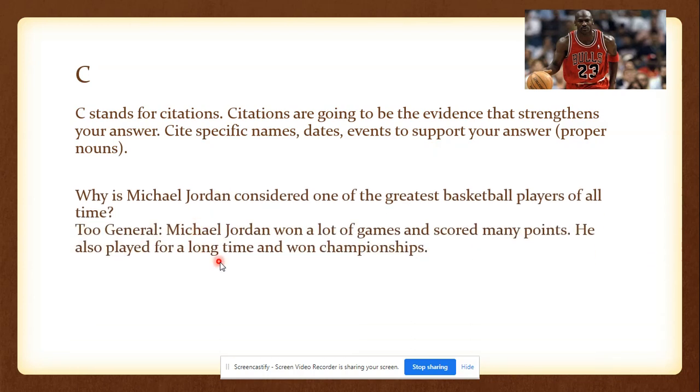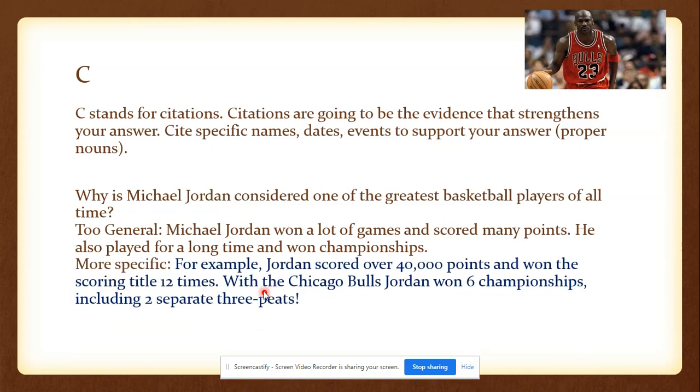In this one, we're too general. Michael Jordan won a lot of games and scored many points. He also played for a long time and won championships. Well, you can see that I just haven't given any specific names or dates or events or even numbers to help support this. So let's see if we can fix it. For example, Jordan scored over 40,000 points and won the scoring title 12 times. With the Chicago Bulls, Jordan won 6 championships, including 2 separate three-peats.